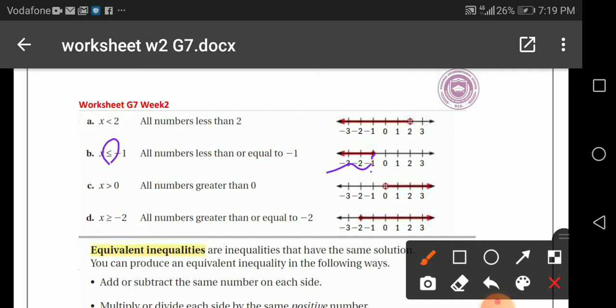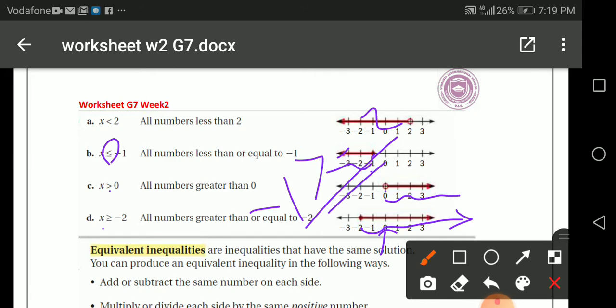Okay, what about x greater than 0? So all numbers here are greater than 0. Remember that it's an open one, and a very easy one. What about this one, x greater than or equals to -2? So -2 is closed and it's with us here, and all numbers which are greater than it. Remember, wherever I go to the right toward 0, I get greater. So -1 is greater than -2. Remember that very well.